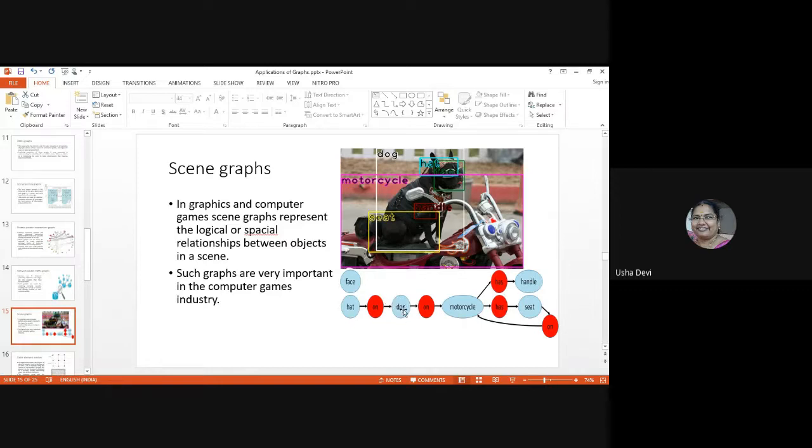All the blue ones are objects, and the red color specifies the relationship between those objects. It means that the hat is on the dog, the dog is on the motorcycle, the motorcycle has a handle, the motorcycle has a seat, and this seat is on the motorcycle. Like that, the connectivity should also be mentioned. So what type of graph is this? Directed or undirected?